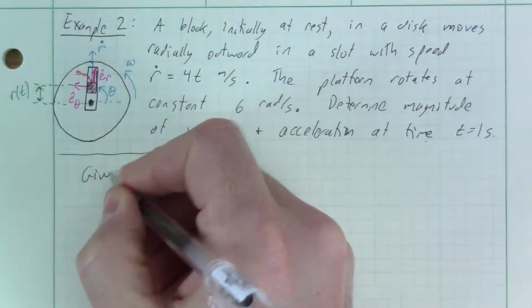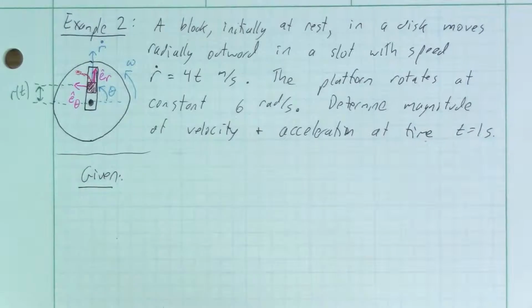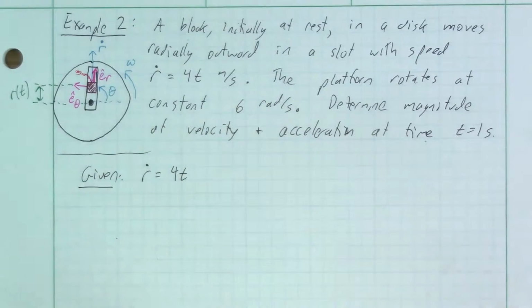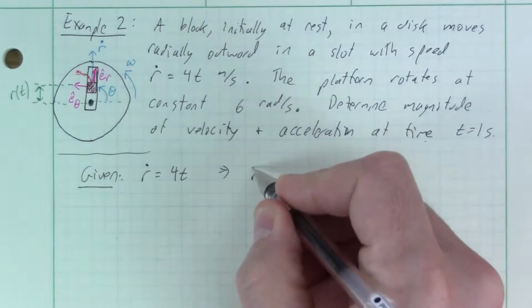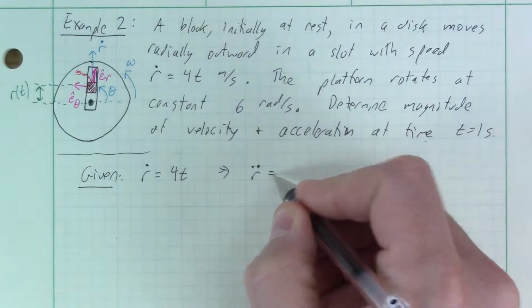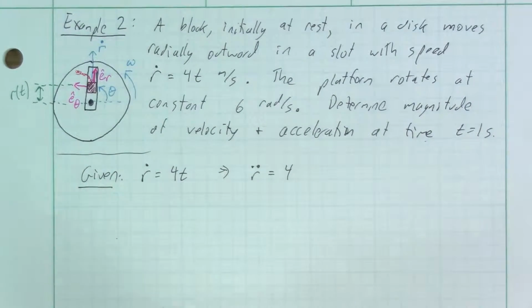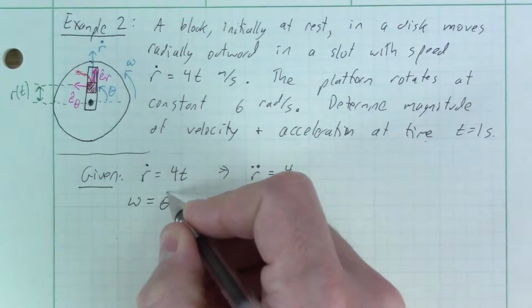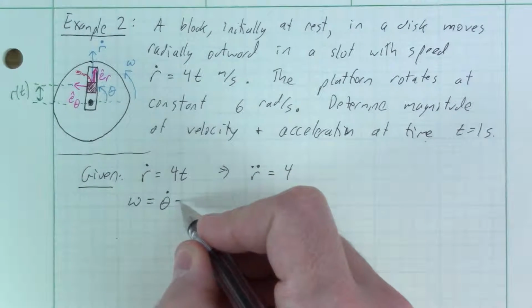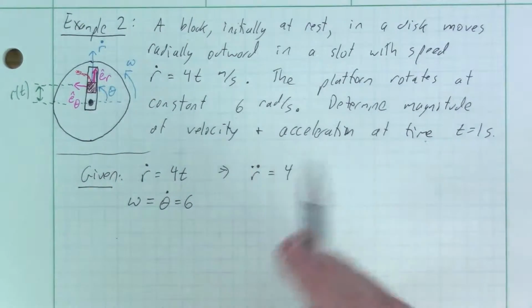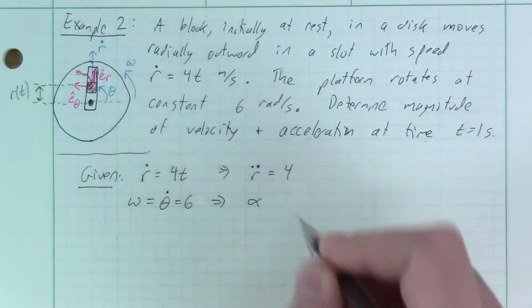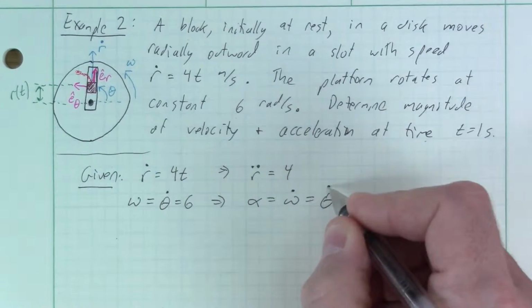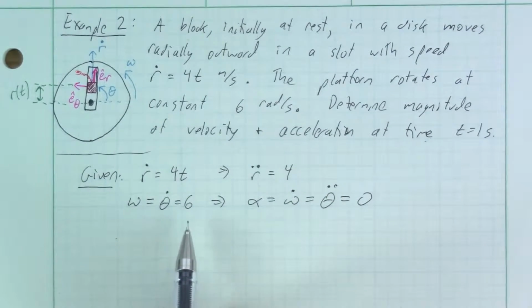Okay, let's get into it. So let's see what's actually given to us. Let's lay it all out here. We're given that r dot, which is the radial speed, is 4t. So our radial acceleration, the direct radial acceleration, r double dot, is 4. Omega is given to us, that's theta dot. The change in theta with time is 6, as given. And so therefore our angular acceleration, which is omega dot, or theta double dot, is 0. The derivative of 6 is 0.